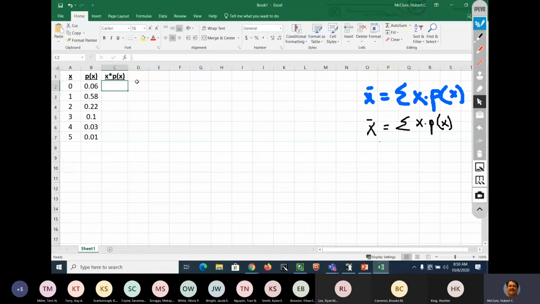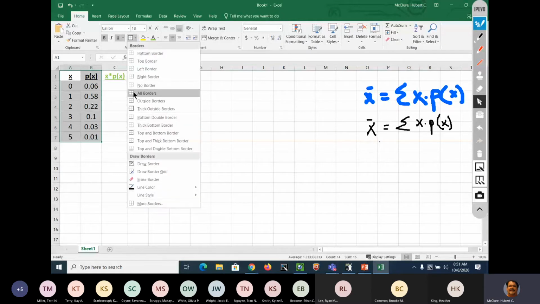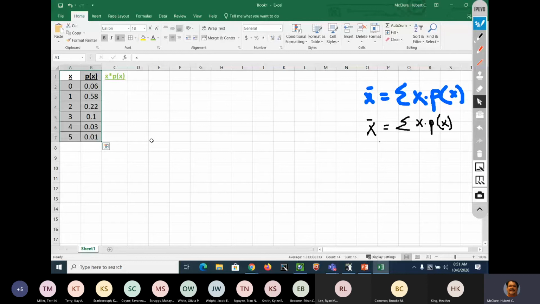And I'm going to color this, all this is going to be green, because this is what we're given. P of X, I'll just do this in boxes. So this is what we're given. This is what we're given. And this is what we got to do. Equals 0 times 0.06, and copy that down.